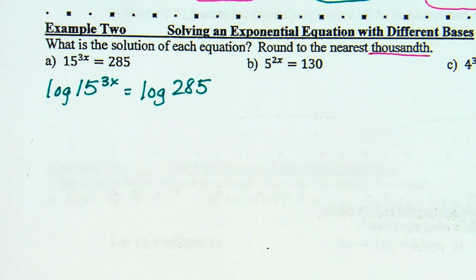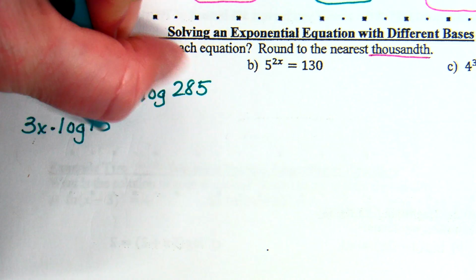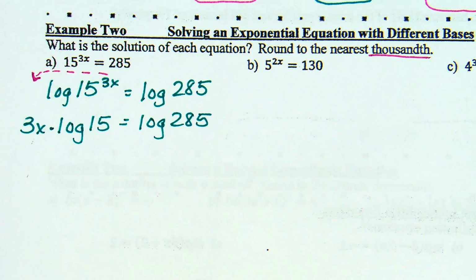Now, in the last lesson, I taught you four properties. And we're going to have to use those properties some. Do you see the property you want to use, Allie? Yep, power property. The power property says we can take the exponent of 3x and move it out front, which means I can write this as 3x times the log of 15, still equaling log of 285. Good news, I got the x out of the exponent, right? And that's your biggest thing, is to get the x out of the exponent. Because once you get x out of the exponent, it goes back to the solving rules you've been using for years.